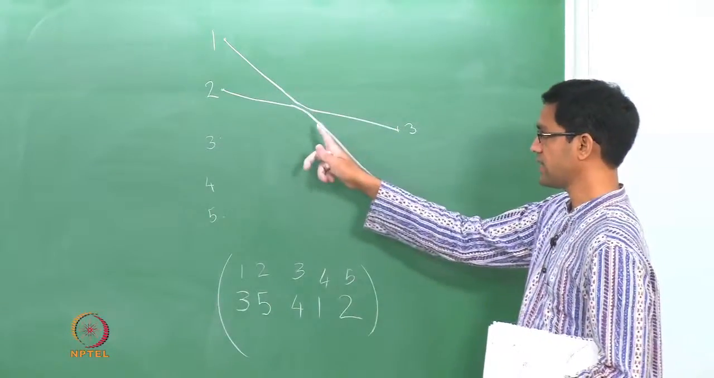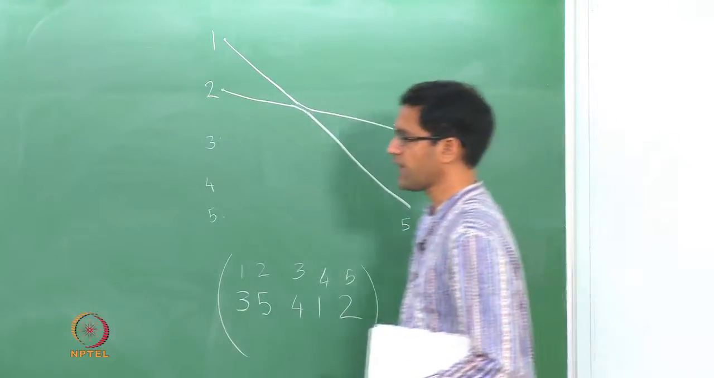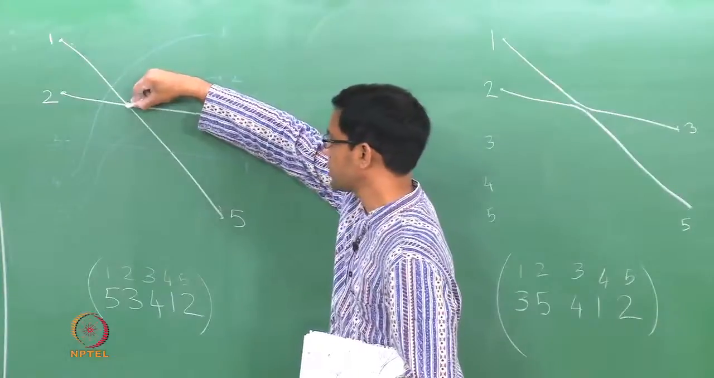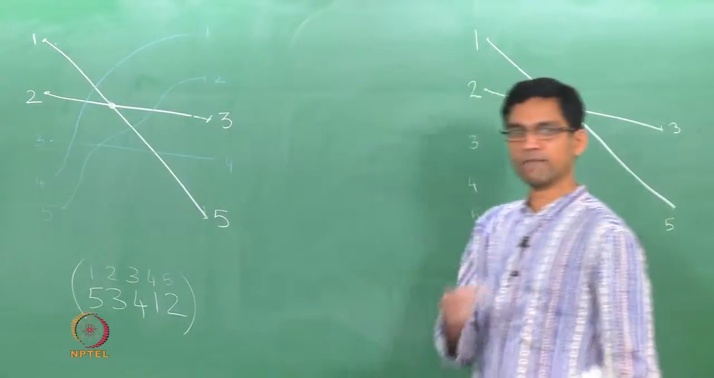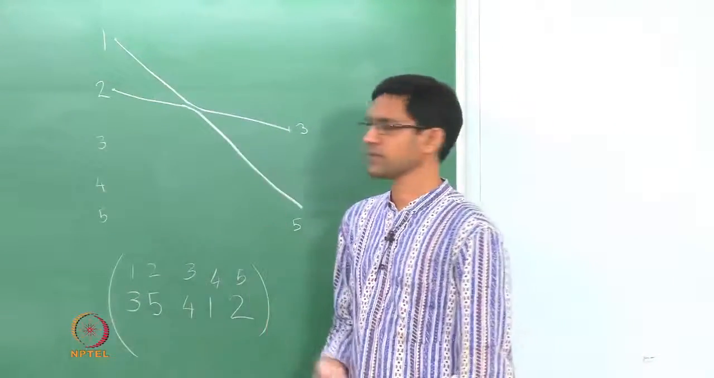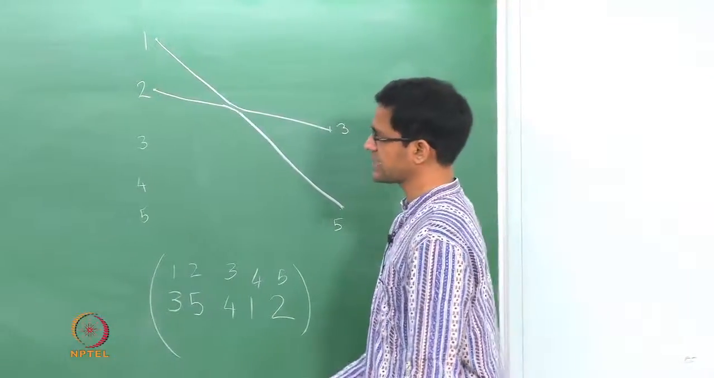Okay. So now what you have done really is gotten rid of one crossing. The earlier crossing that you had, where the line joining 1 5 and 2 3 crossed each other at that point, you have now resolved. You have removed that crossing and instead have 2 non-crossing lines. Now observe, the rest of the picture really doesn't change.